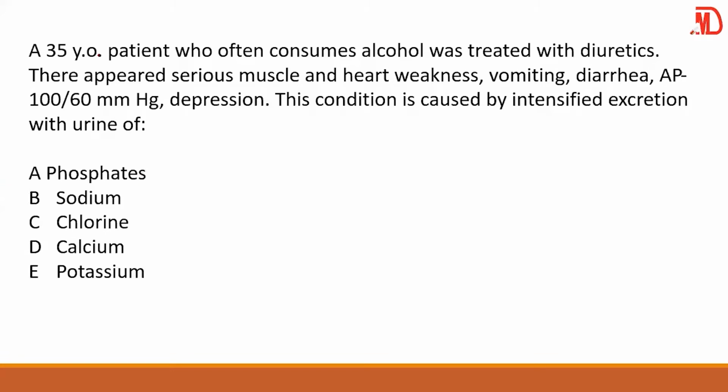We have a 35-year-old patient who often consumes a lot of alcohol and was treated with diuretics. Yesterday, or even in our pharmacology lectures, we established that when you give people diuretics, for example loop diuretics like furosemide, you are excreting a lot of potassium. And as a result, there will be hypokalemia.